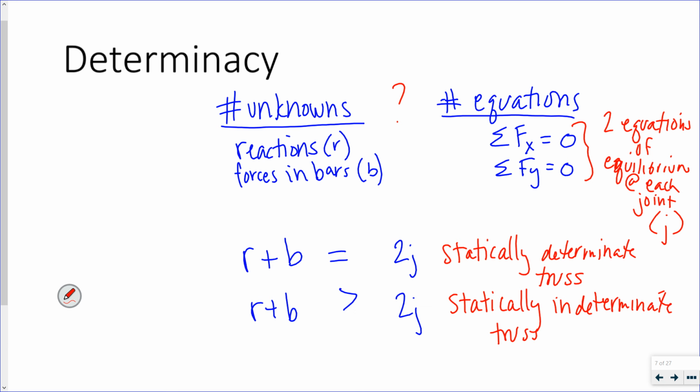I have too many unknowns and I don't have enough equations to do it, right? How do my unknowns compare to my number of equations? Hopefully you've been doing stuff like this since algebra, right? So that's how I determine if I have a statically indeterminate or a statically determinate truss. Add up my reactions, my forces in the bars, and compare it to how many equations of equilibrium I can use based off of the number of joints, J.